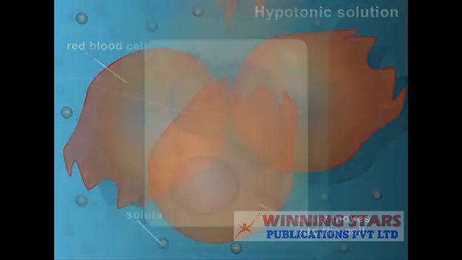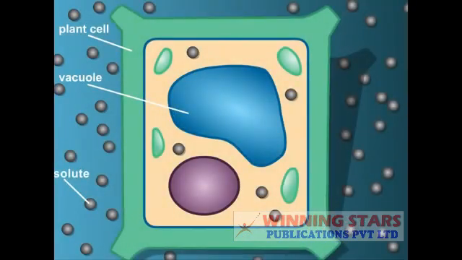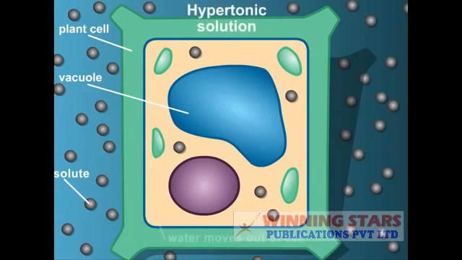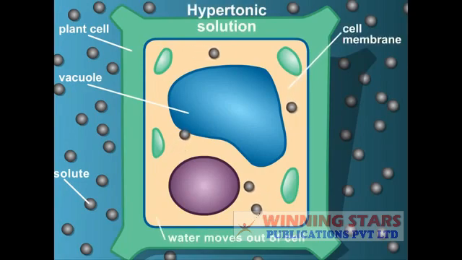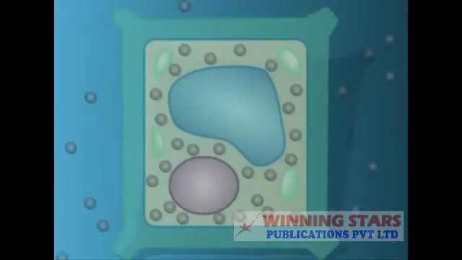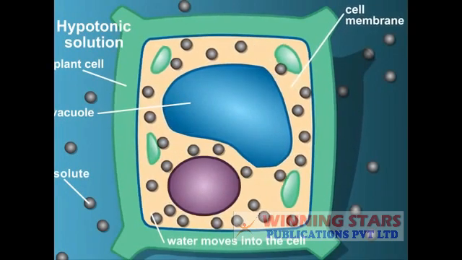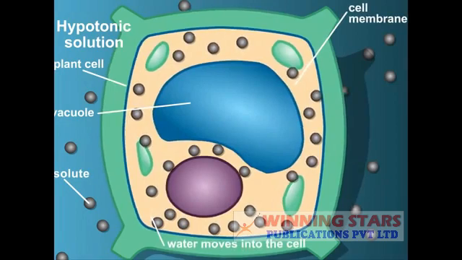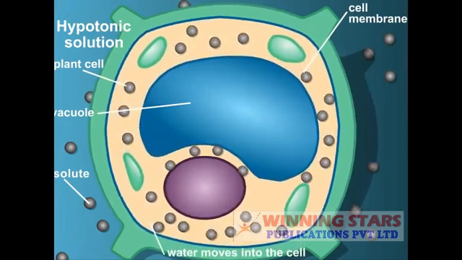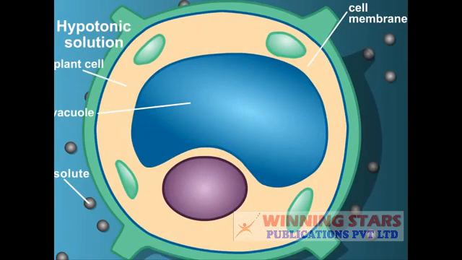In contrast, plant cells are surrounded by strong cell walls, which can withstand high internal pressures without bursting. In a hypertonic solution, the cell membrane shrinks within the cell, but the cell wall remains intact. This is called plasmolysis. When placed in a hypotonic solution, cells surrounded by cell walls swell but do not burst, because the cell wall is strong enough to withstand the turgor pressure.